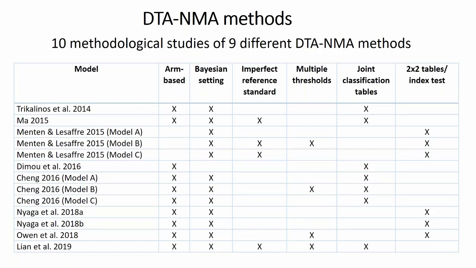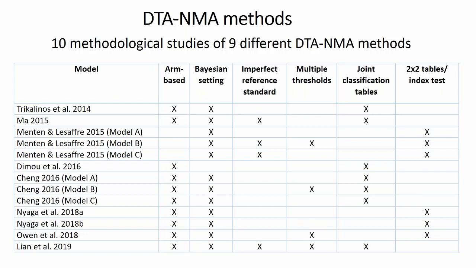As you can see in this table that summarizes key characteristics of the method, since the Trikalinos paper in 2014, several DTA NMA models have been published, and these models extend the original hierarchical models that I showed you earlier, whether it's the bivariate or the HSROC model. But notably, when you look at this table, all but one of the methods are Bayesian hierarchical models.